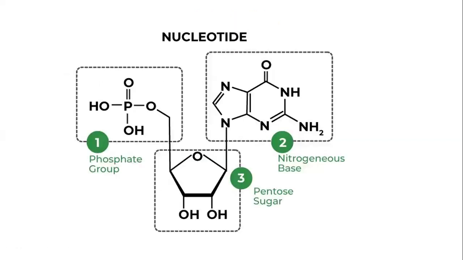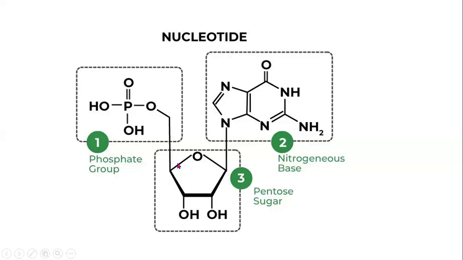Now, this is a typical representation of a nucleotide. We said it has how many components? Can you remember? We just said it now, three. It has a pentose sugar, a nitrogenous base, and a phosphate group. So you have one, two, three components. This makes up a nucleotide, okay?